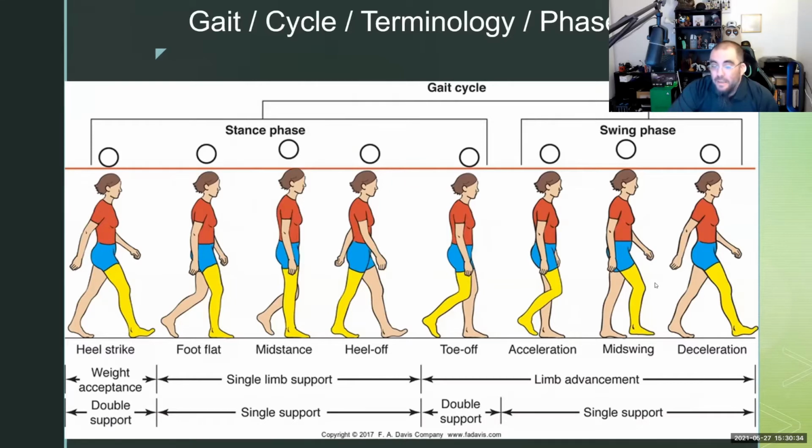I put a lot of pictures on here because Dr. Johnson said some of you guys had a little trouble with understanding normalized gait, so I wanted to make sure that I hit it pretty hard.